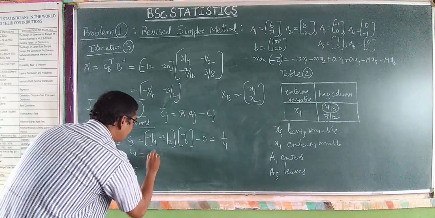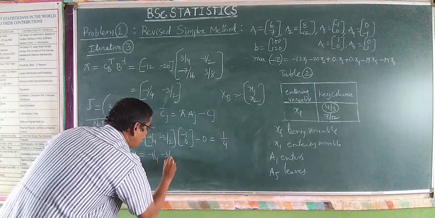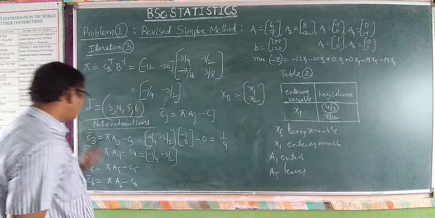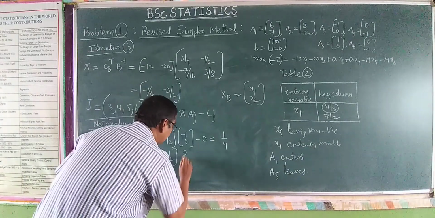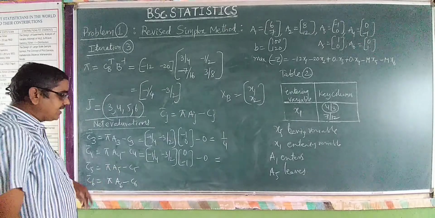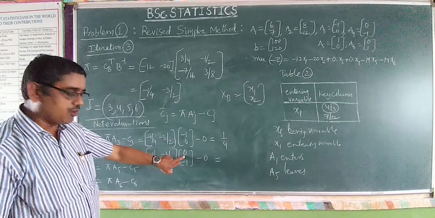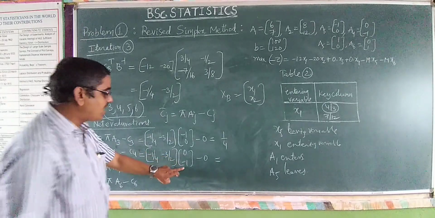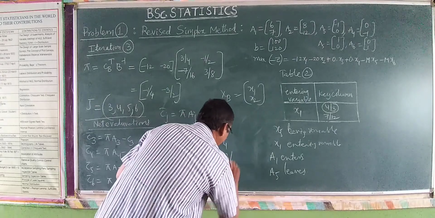And next one, pi A4. Pi is minus 1 by 4, minus 3 by 2, multiplied by A4. A4 is 0 and minus 1. You refer to the values there. Minus 0, cost is 0. So hence the first value is 0. Second one, minus 3 by 2 times minus 1, hence it is plus 3 by 2.